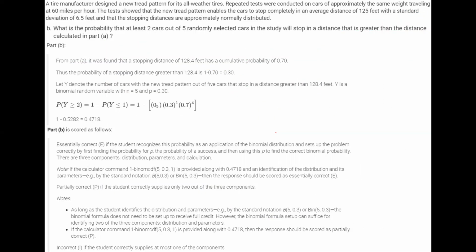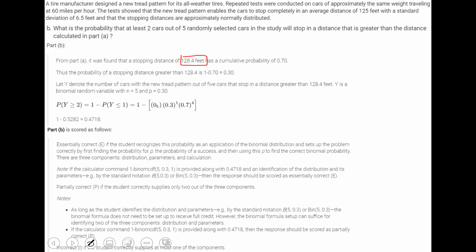Part B, what is the probability that at least 2 cars out of 5 randomly selected cars in the city will stop in a distance that is greater than the distance calculated in part A? So part A, the distance was 128.4. Obviously, if you didn't get the correct distance, they will not take points off as long as you did this part of mechanics correctly. So first, you need to be able to recognize that this is a binomial distribution, right? So here is a cumulative probability of 0.7.